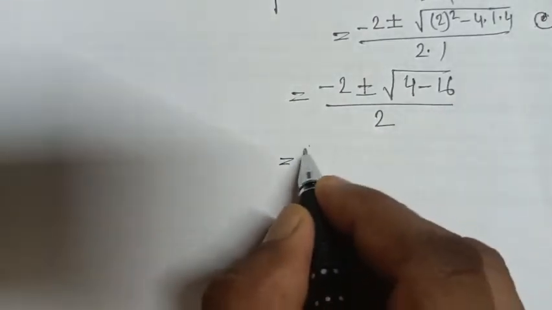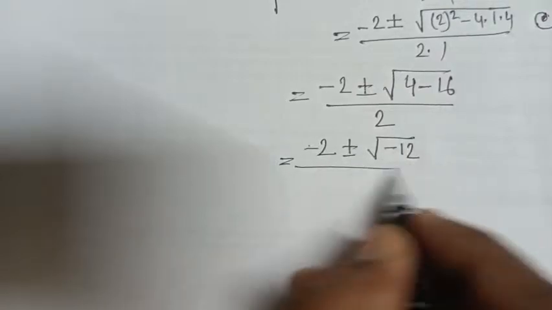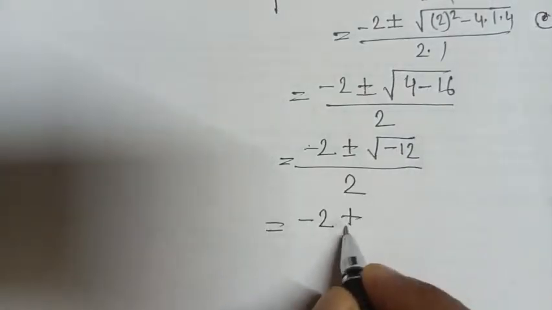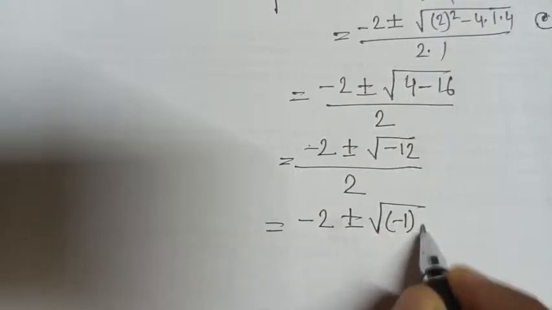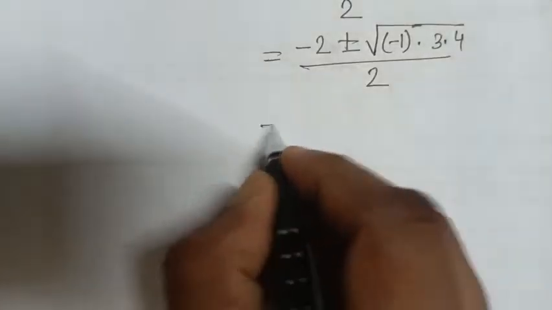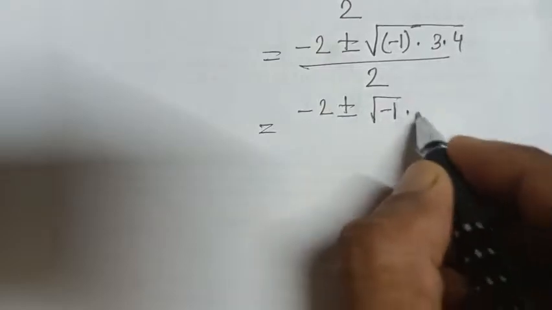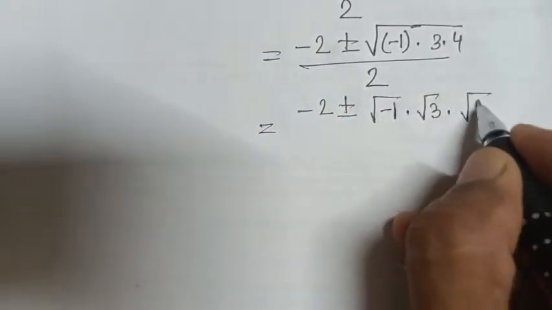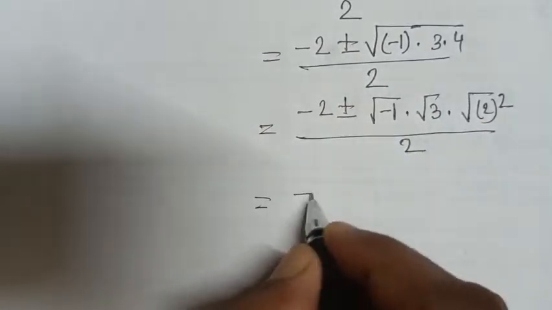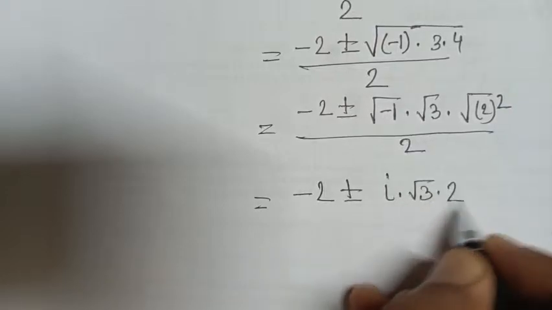Then again we can get the root over minus 12 by 2, that is minus 2 plus minus root over minus 1 into 3 into 4 by 2, that is minus 2 plus minus root over of minus 1 into root over of 3 into root over of 2 square by 2. Hence we get minus 2 plus minus i root 3 into 2 by 2.